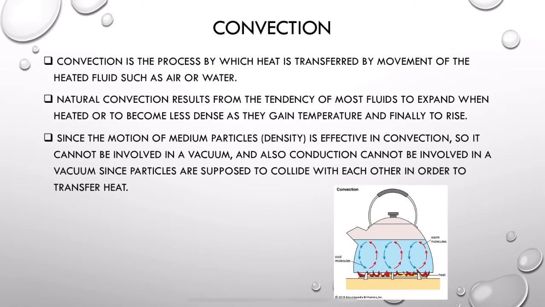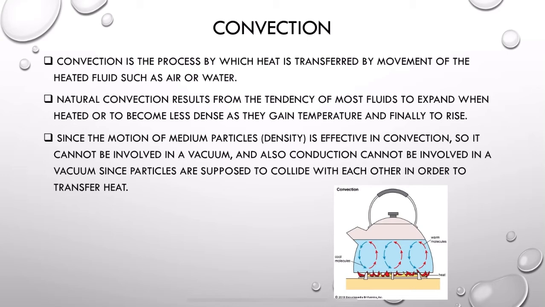And now convection, the second type of heat transfer. Convection is a process by which heat is transferred by the movement of heated fluids, such as air or water. This means that the motion of medium particles is required, since it is the movement of the heated fluid, such as air or water. So it is also related to their density, their compactness. Natural convection results from the tendency of most fluids, most gases and liquids, to expand when heated, or to become less dense as they gain temperature, and finally to rise.